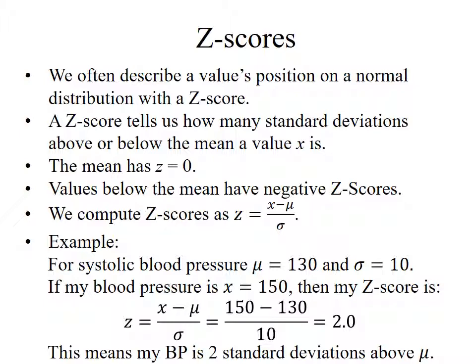So, for example, systolic blood pressures have a mean of about 130, standard deviation of about 10. So, supposing my systolic blood pressure is about 150. What's my z-score? Well, I take 150 minus 130 to get 20. 20 divided by 10 is 2, and that tells me I have a z-score of 2. That means if that's my blood pressure, then my BP is 2 standard deviations above the mean.